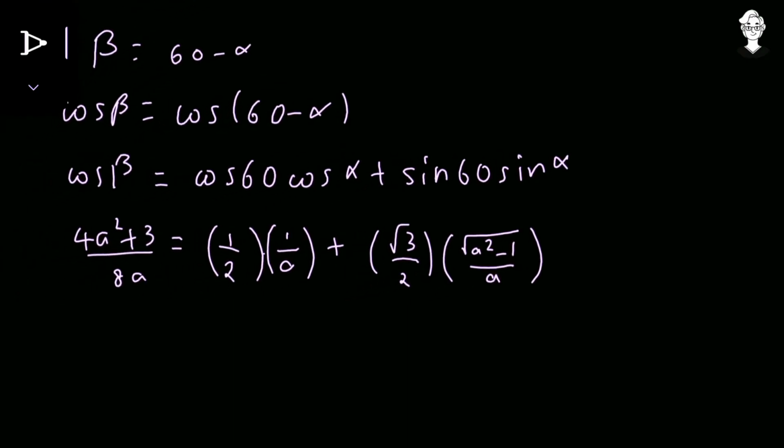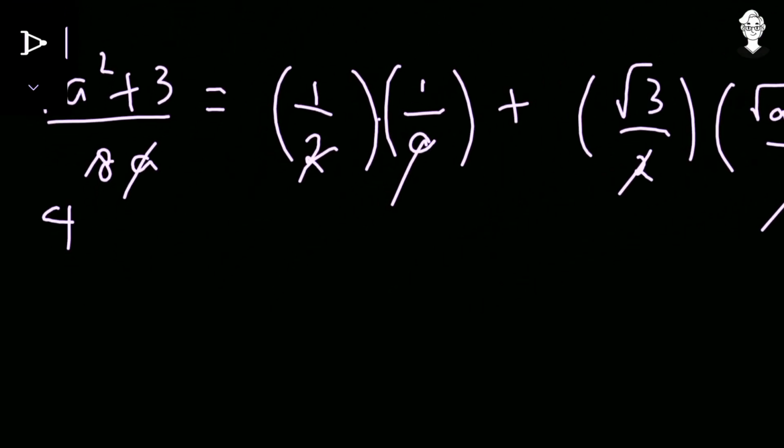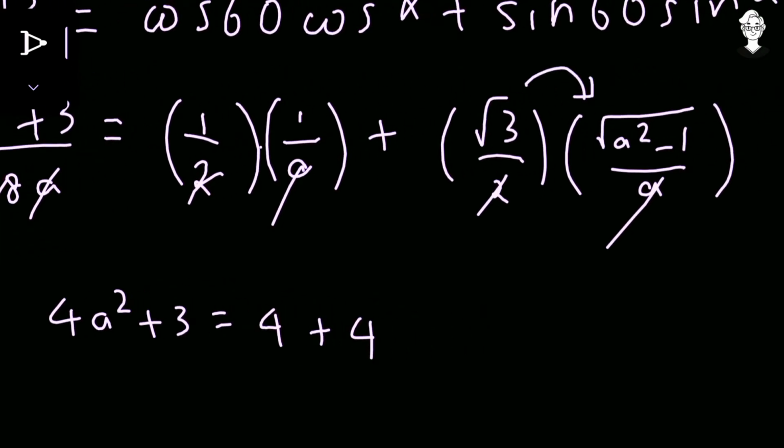Now we can see that from both the sides a and a got cancelled out, from the table of 2, this 2 and this becomes 4. Now the cross multiplication from here: 4a² + 3 is equal to 4 plus 4 times the square root of 3 moves inside, so it becomes the square root of 3a² minus 3.